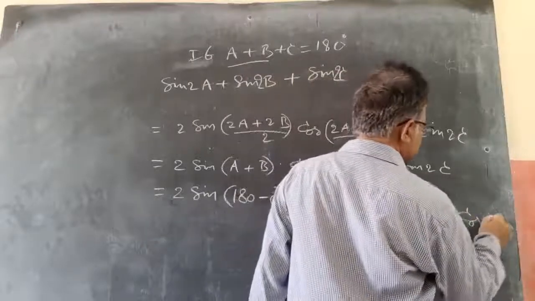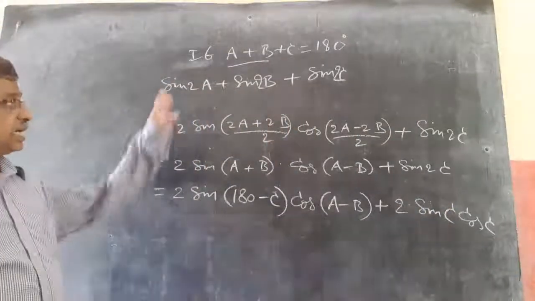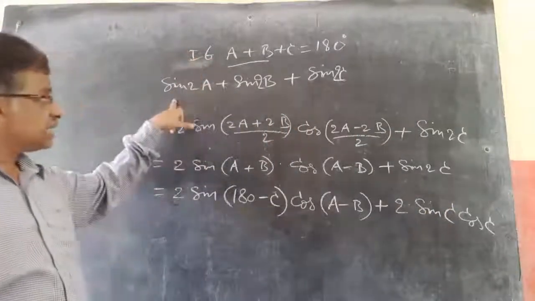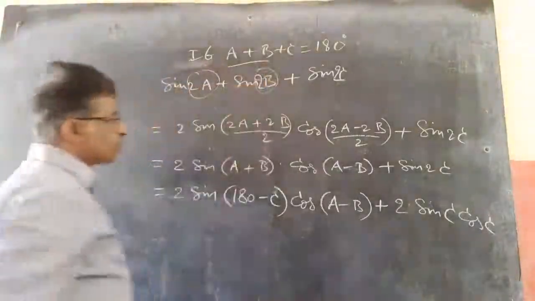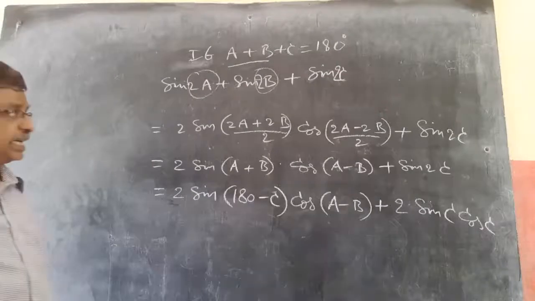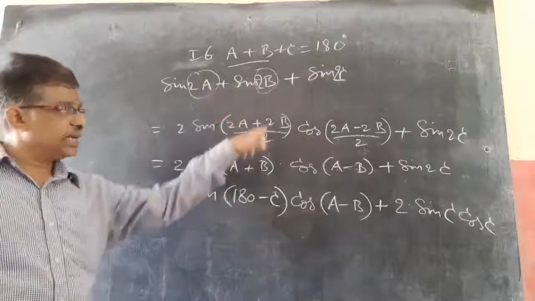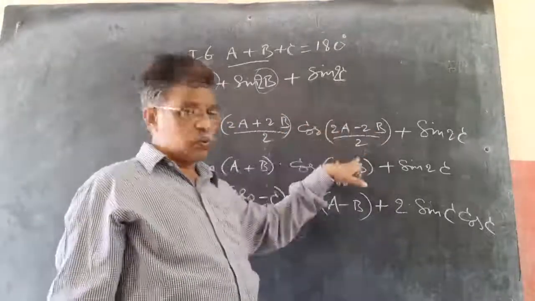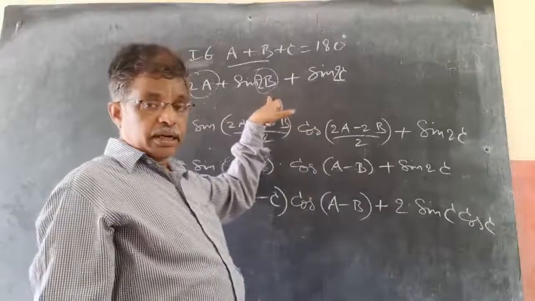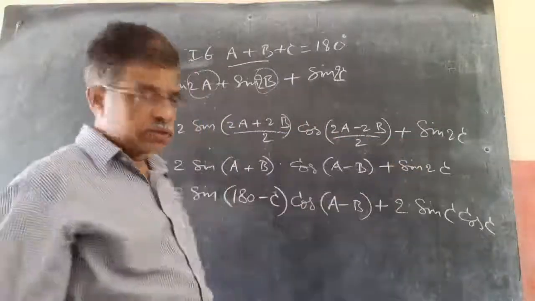Sin 2C I am writing as 2 sin C cos C. Here I am using, again repeating, sin C plus sin D. This is C, this is D. What is the formula for sin C plus sin D? 2 sin (C plus D)/2 into cos (C minus D)/2. C here is 2A, D is 2B. So (C minus D)/2, plus sin 2C as is.